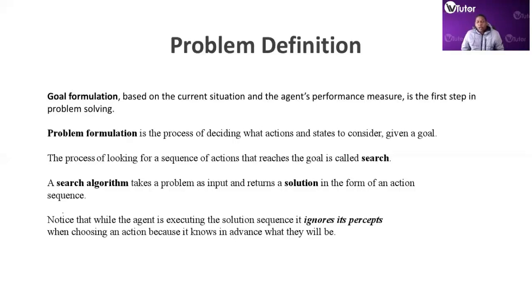Then we have a search algorithm. It is something that takes a problem as input and returns a solution in the form of an action sequence. What does this mean? If you have a search algorithm, you simply give it the problem, and then what does it give back? It says, this is the problem, and if you want to get to the solution, do 1, 2, 3, 4. That's a search algorithm.